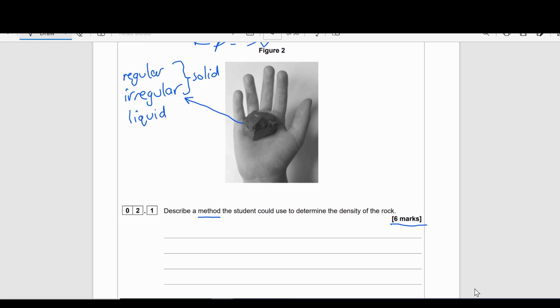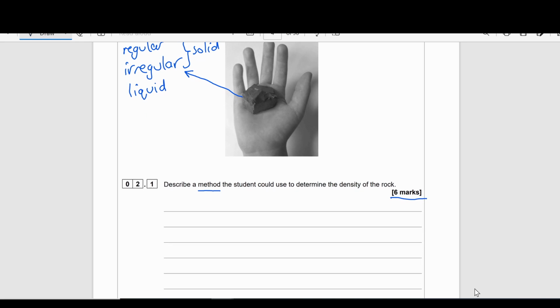So the first thing we need to do is somehow obtain the mass and then obtain the volume. Obtaining the mass should be done using a balance. So measure the mass of the object, rock in this case, using a balance. The next thing is to talk about how we're going to measure the volume. Because it's an irregular shaped object, the piece of equipment we would need is a eureka or displacement can.